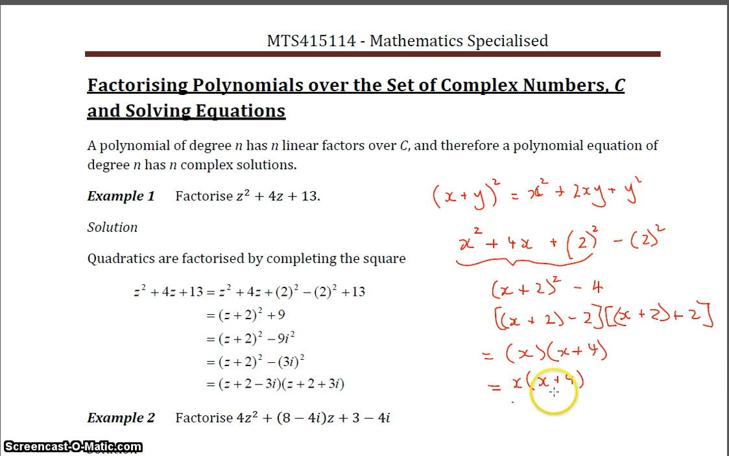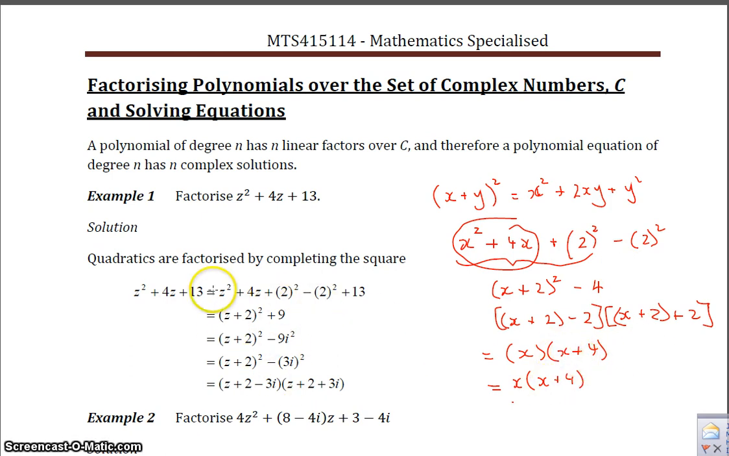Now you'll notice that that is the same result as what we would have gotten had we just done it the simple way. We take out a common factor of x and we're left with x plus 4. Completing the square is, in this case, a much longer way of doing it. In some cases it's the only way.